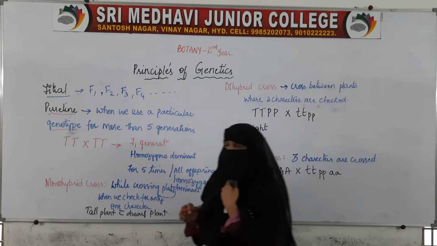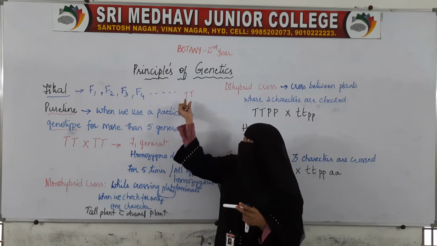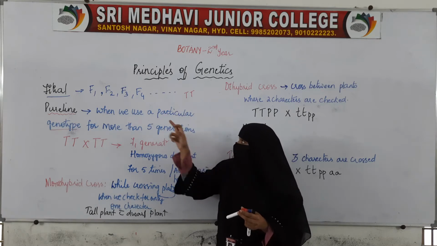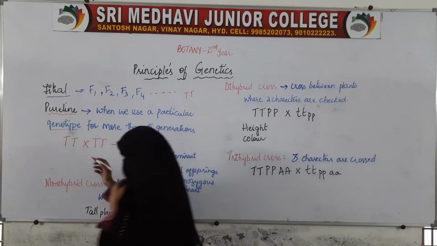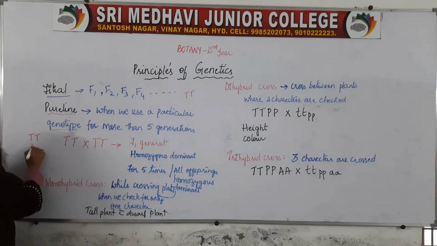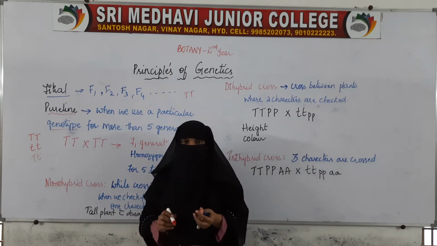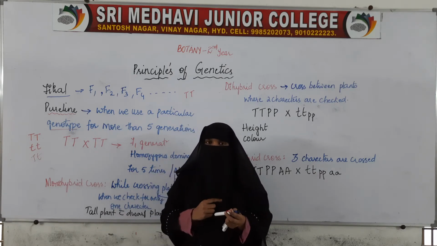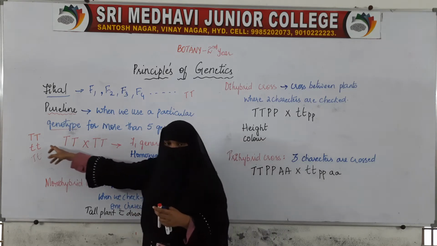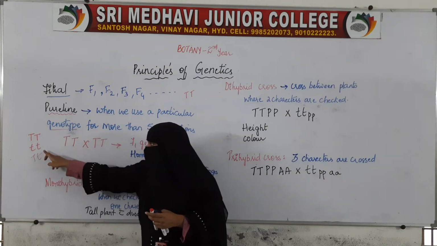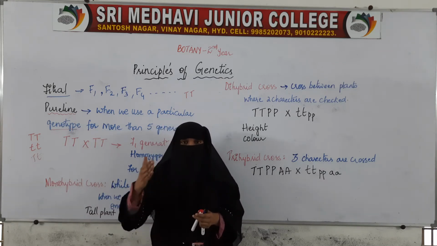For example, if we take a genotype which has both the same type of genes, capital T. For the character height, we can have 3 genotypes: both capital T, both small t, or one capital T and one small t. So in one, both the genes will be dominant, in another both will be recessive, and in the other one will be dominant and one recessive. So we find 3 genotypes.